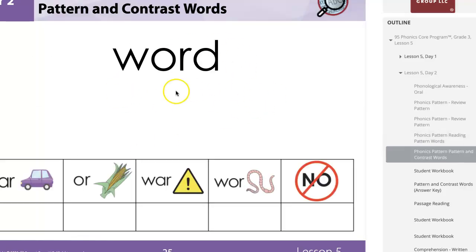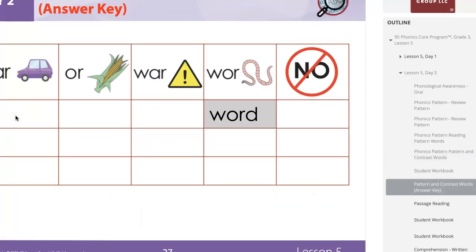Alright, so we've got 5 categories right here, and they are AR, OR, WAR, WOR, or no. So if it goes in the no column, that means that it's not going to follow any of those patterns. So everyone say word. Alright, and that one needs to go in the WOR category. Alright, let's go through the rest of them.